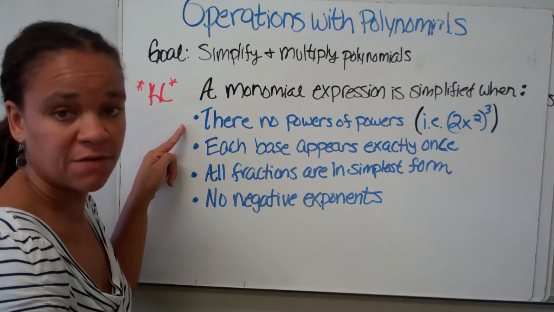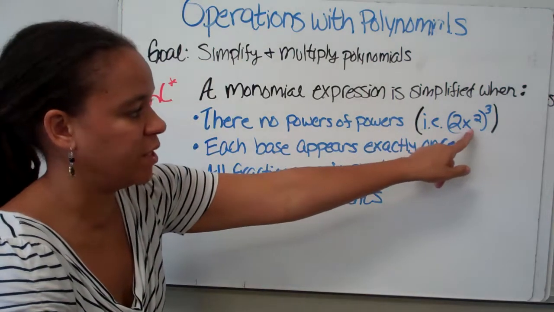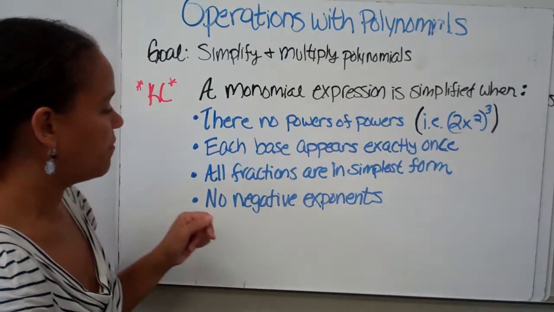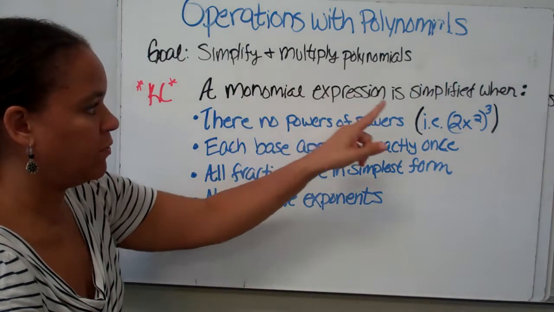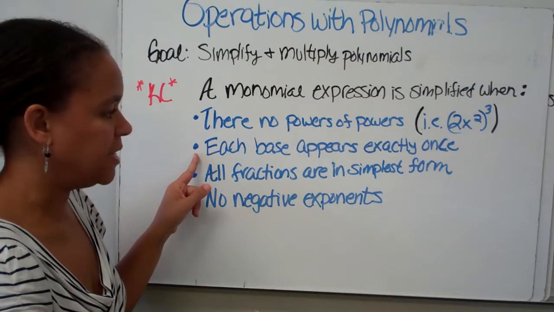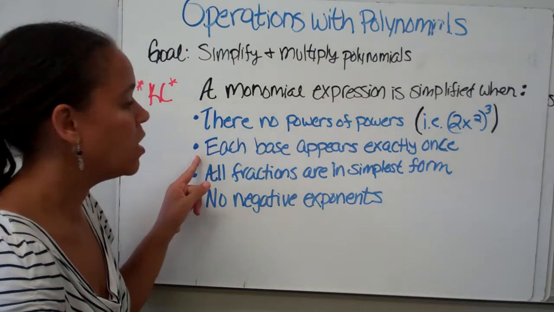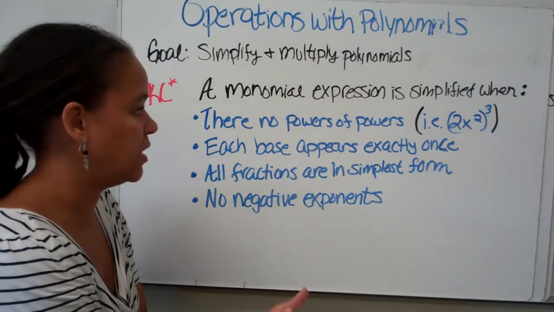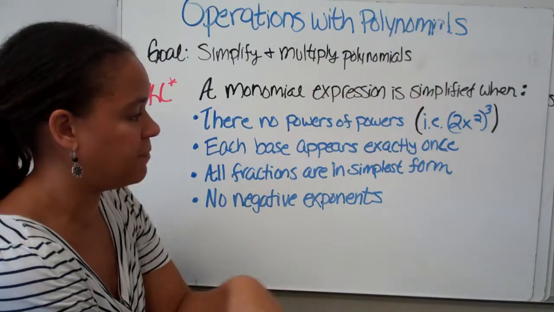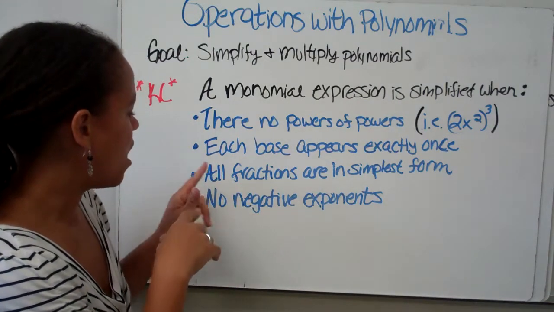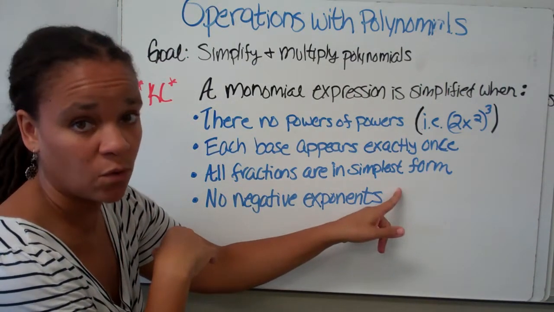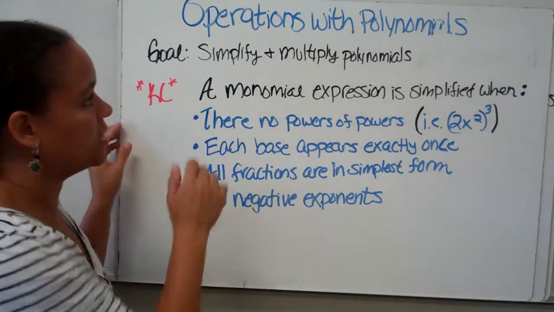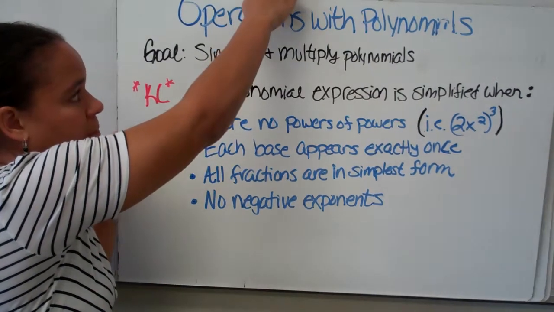First, there are no powers of powers, so you can't have 2x squared cubed. You would need to simplify that before you can have a monomial in simplified form. Each base appears only once, so if you have x squared, you can't have x squared and then x squared later. That's a base, you need to keep that. And the 2, you would need to keep that only appearing once. All fractions are in simplest form, reduced, and there are no negative exponents. So these are the things that need to be met in order to have a simplified monomial expression.